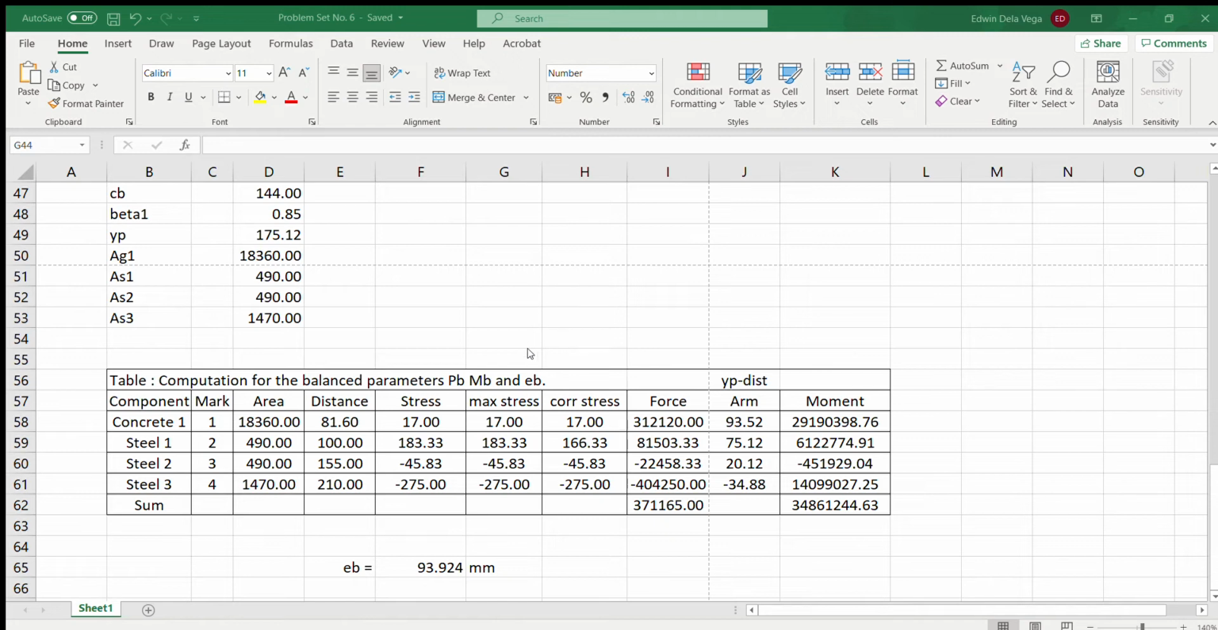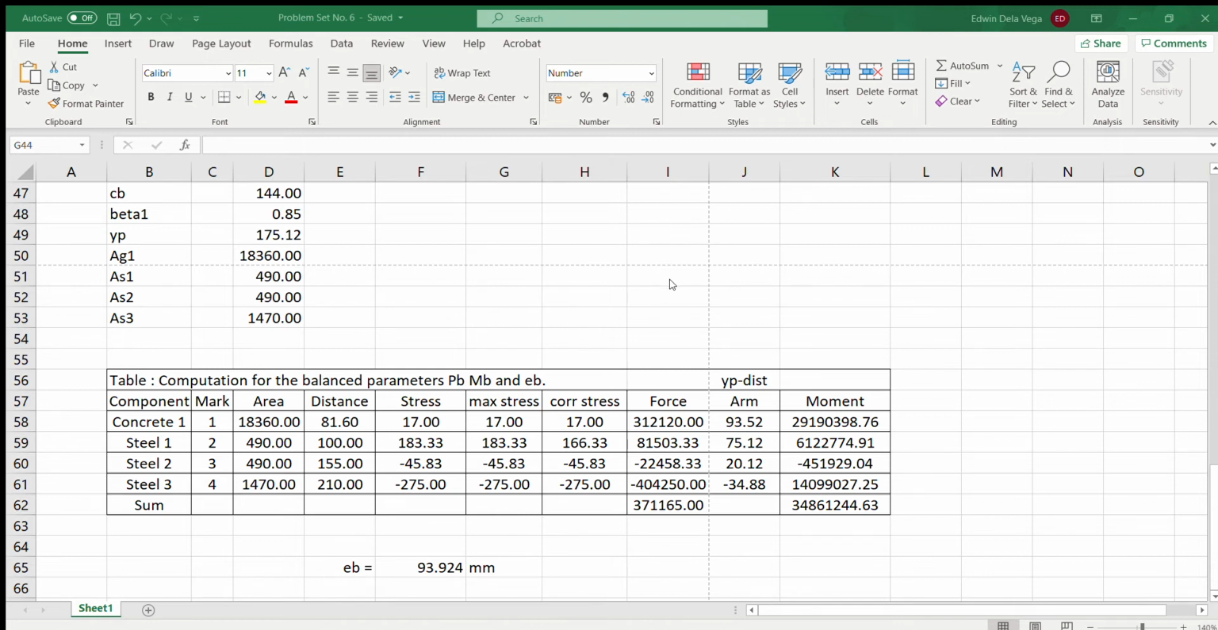Okay, so for the steel area, no problem. You just write down all the areas there. So steel 1 is the first steel from the compression side. Okay, so you always have to start on the compression side. Where's the compression side? The compression side is from the top. Okay, so if you look at the figure, you start from the top. This is 490, 490, and 3 times 490. Okay, so those are the areas.